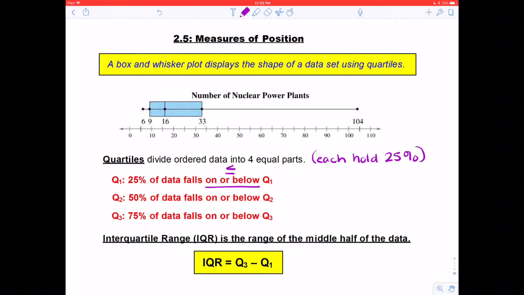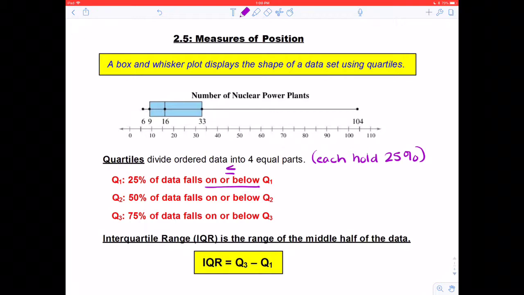So if we know that each section here holds 25% of the data, then the way we interpret these values is that when we find the first quartile, 25% of the data will be less than or equal to the first quartile. 50% of the data will be less than or equal to the second quartile, and then 75% of the data will be less than or equal to the third quartile.